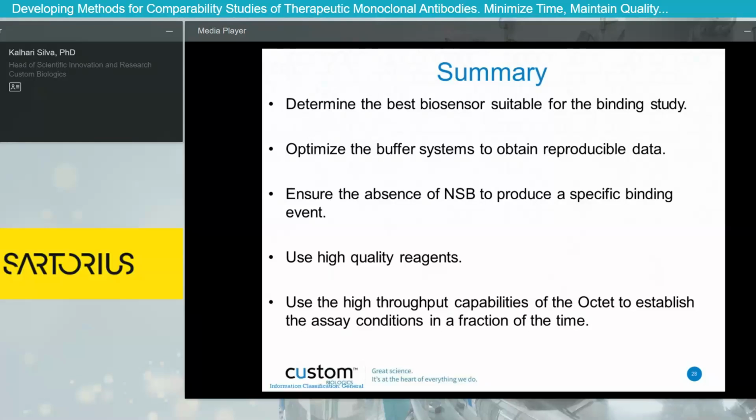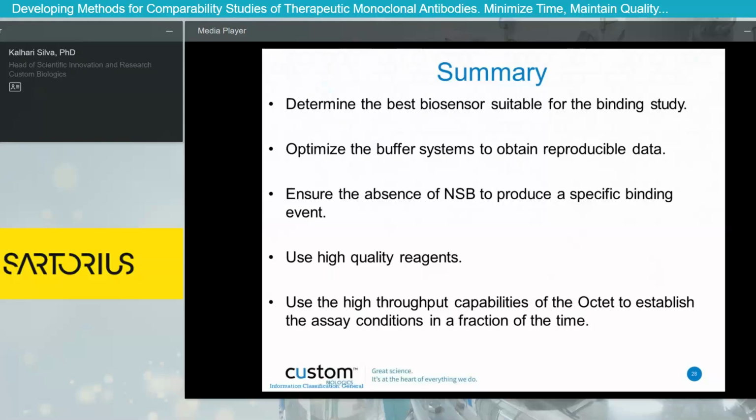Secondly, it is necessary to optimize the buffer systems to obtain reproducible data and to ensure that non-specific binding is actually absent right at the beginning of the assay. So in my experience, the kinetics buffer from Sartorius has been proven to be the best buffer thus far, and the formulation has helped to reduce this non-specific binding of many of our analytes to the biosensors.